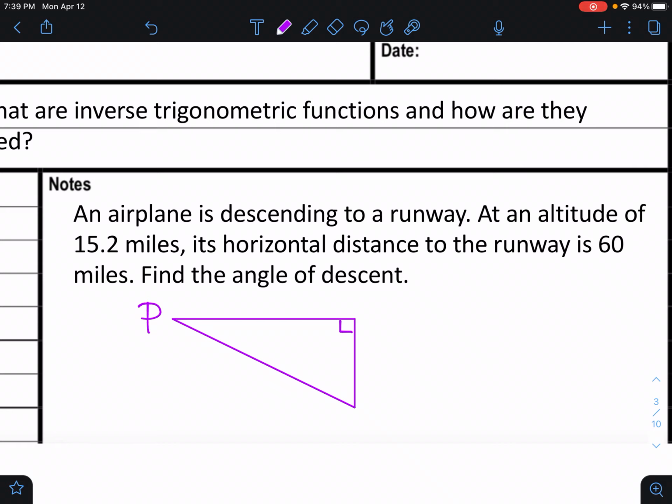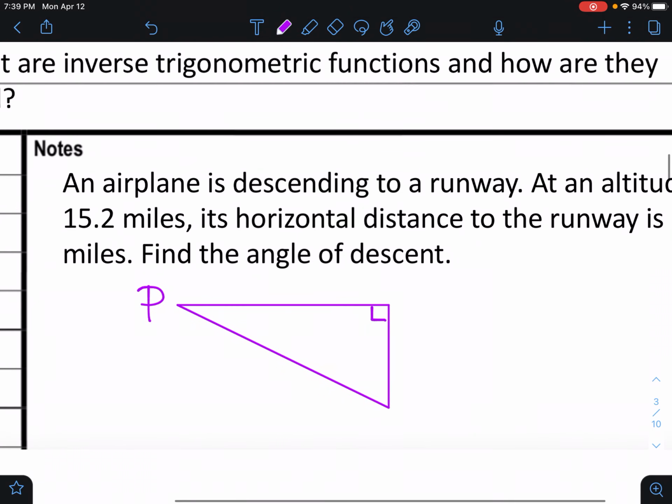Now, the horizontal distance, it says, is 60 miles. We know really this is on the bottom, but this is like a rectangle, so this is also 60 up here. So just kind of keep that in mind, okay? And this height here is 15.2. Really it's right here, right? 15.2, but it's also the same over here. So I want it to fit my triangle, so that's why I drew it like this.